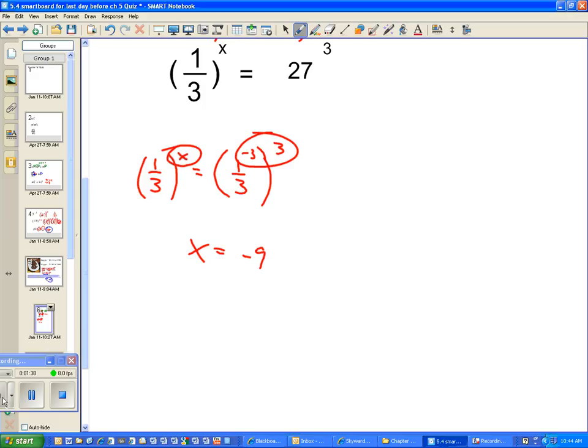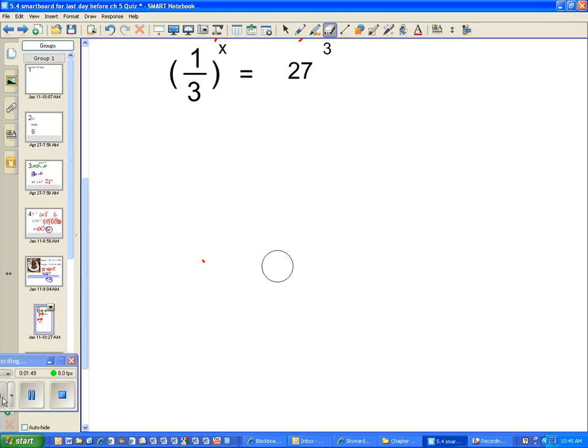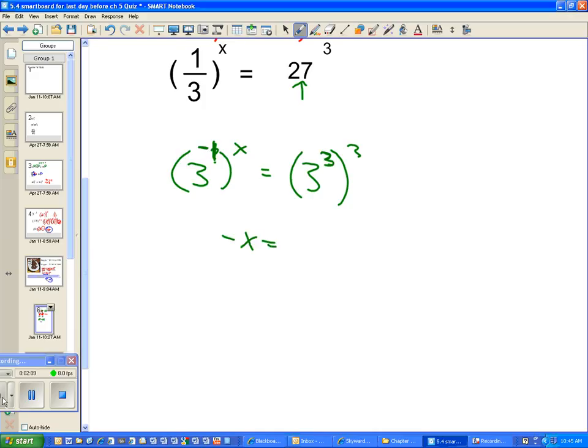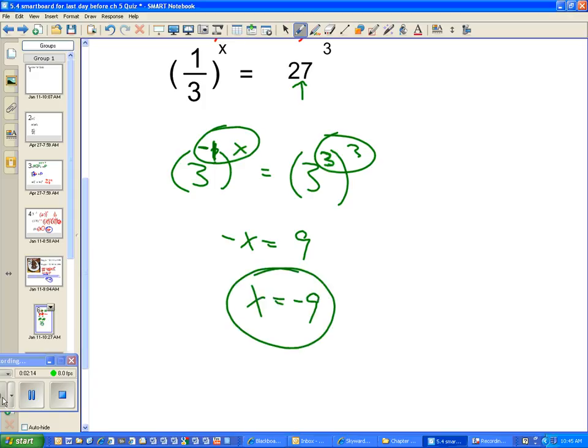All right, and this is the other people. David. All right, if we use a base of 3, then I can go like this. 3 to the x, 3 to the 3rd, and I got to put this to a power, and I got to put that to a power. 3 to the -1 works right here, and then 3 to the what makes 27? 3rd. So it's -x equals 9, and x equals -9. Either way works just fine. So it just depends on how you think.